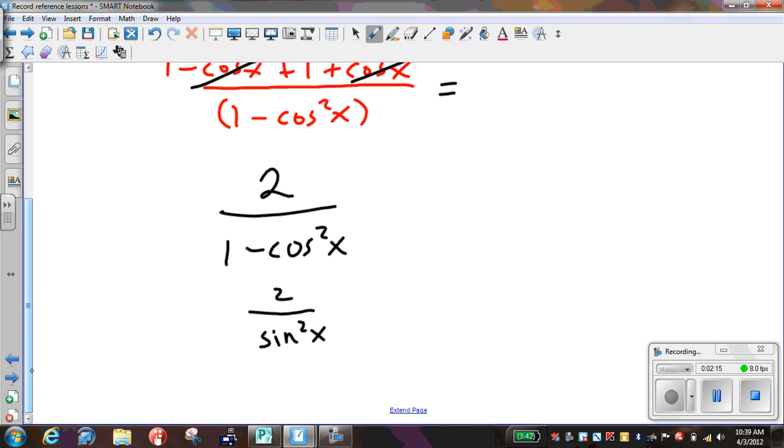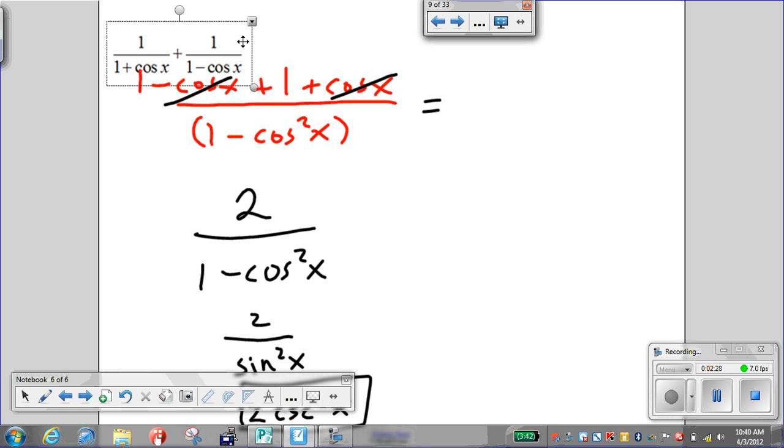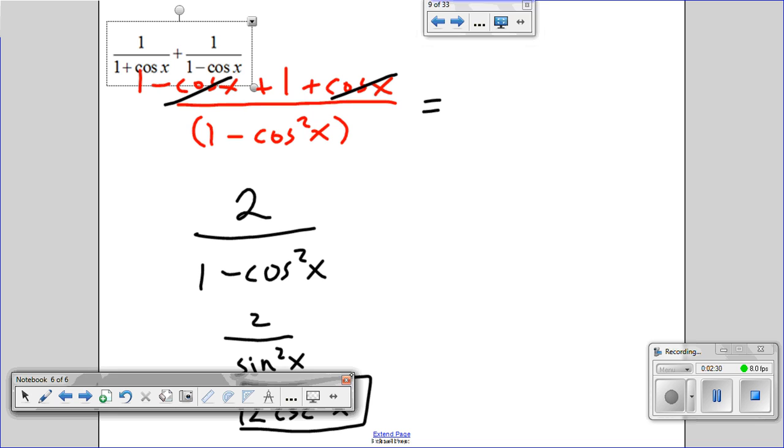I want to do one last thing, and I want to change it to 2 cosecant squared x. Get it all up in the numerator. Okay. So that's my final expression. Let's get the full page view here. Whoops. To show all of that.